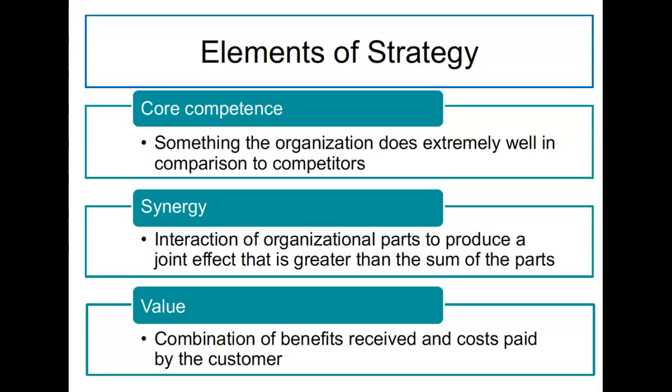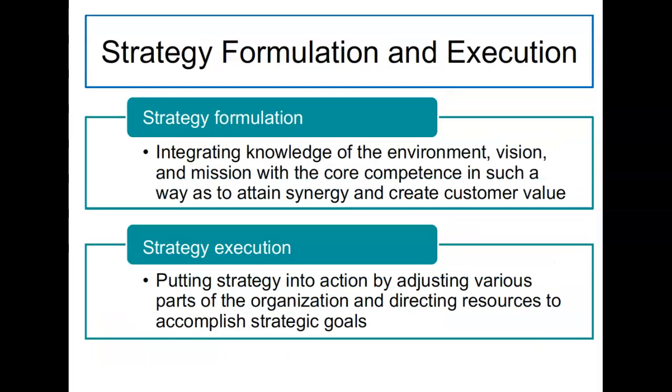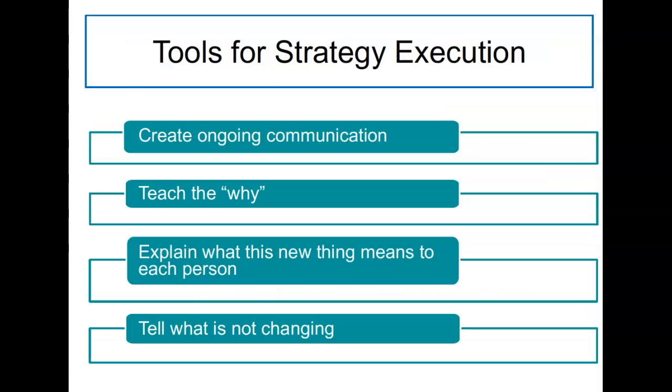Elements of a strategy. Core competence, something the organization does extremely well. Synergy, the interaction of the organizational parts. Value, the combination of benefits received and the cost paid to the customer. Strategic formalization and execution. In the formalization, you're integrating the knowledge of the environment, the vision, the mission, all of those core competencies together. And the strategic execution is putting that strategy into action by adjusting various parts of the organization and directing the resources towards accomplishing those strategic goals.